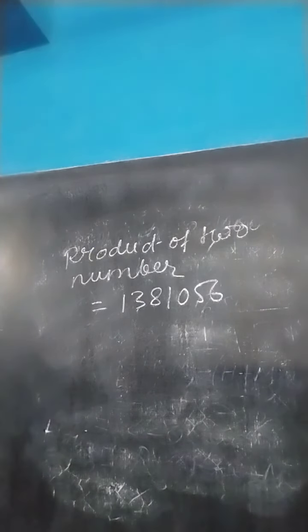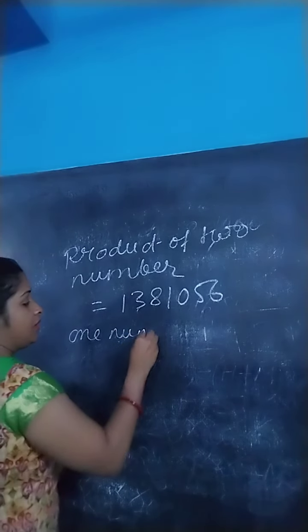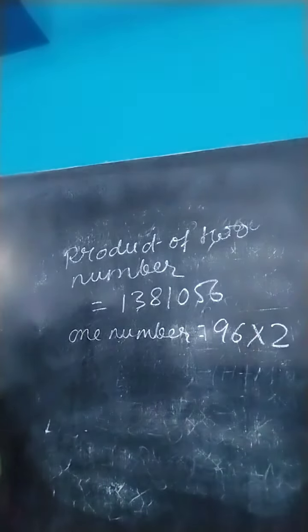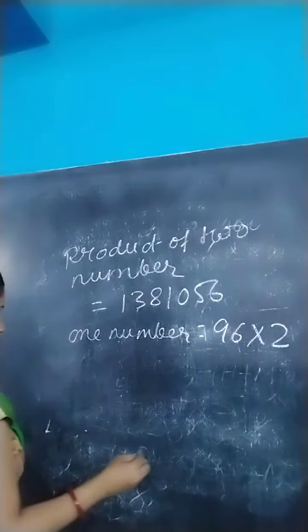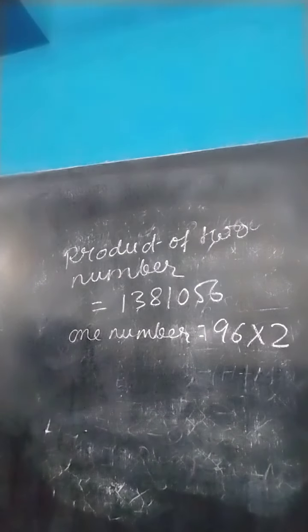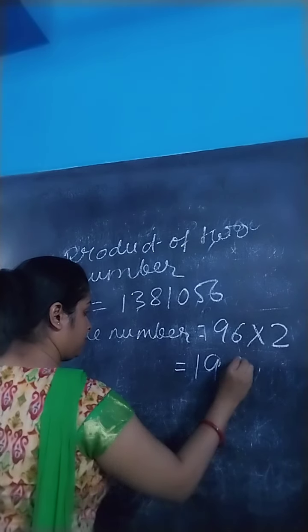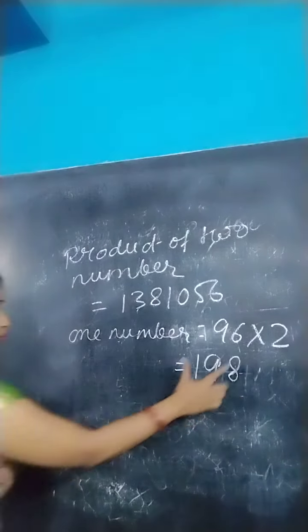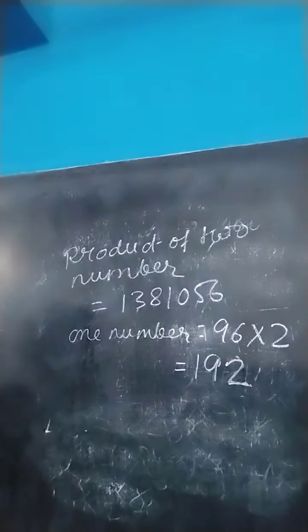Now, it is given that 96 is half of one number. So, one number is equal to 96 into 2, because 96 is half of one number. 96 into 2 is 192. So one number is 192, and you have to find out the other number.